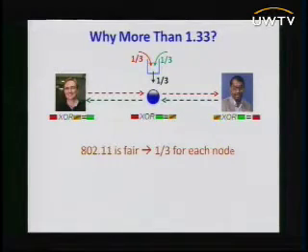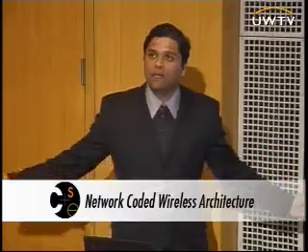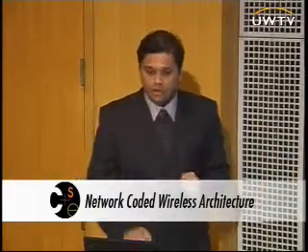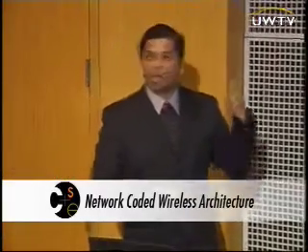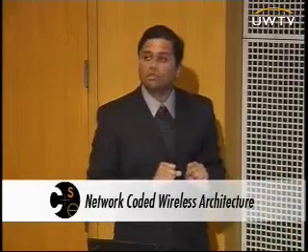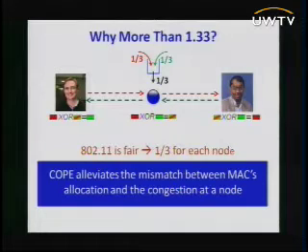So this means that without COPE, for every packet David and Sumit transmit, the router has to transmit 2 packets out. But he's only getting 1 time slot in every 3 time slots to transmit a packet out. So there is a mismatch between what the link layer is allocating to this router and the amount of congestion at this node. But with COPE, all nodes need equal rate because the router needs to only transmit 1 coded packet for every packet David and Sumit transmit. So COPE significantly improves throughput because it alleviates the mismatch between the max capacity allocation and the congestion level at this node.